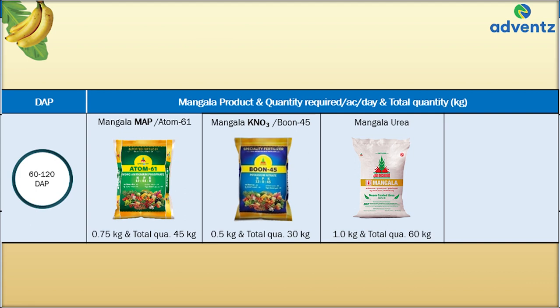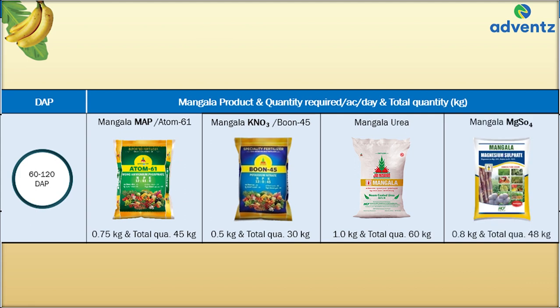During the same period, Mangala magnesium sulfate should also be given at the rate of 0.8 kgs per acre per day, and the total quantity to fertigate is 48 kgs per acre for the entire 60-day period.